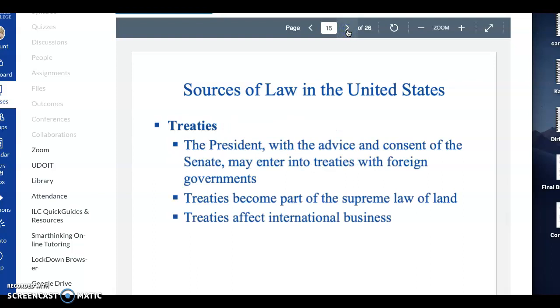Treaties are another type of law. This is used by the president, and they can set into foreign powers, dealing with trade agreements, things like that.